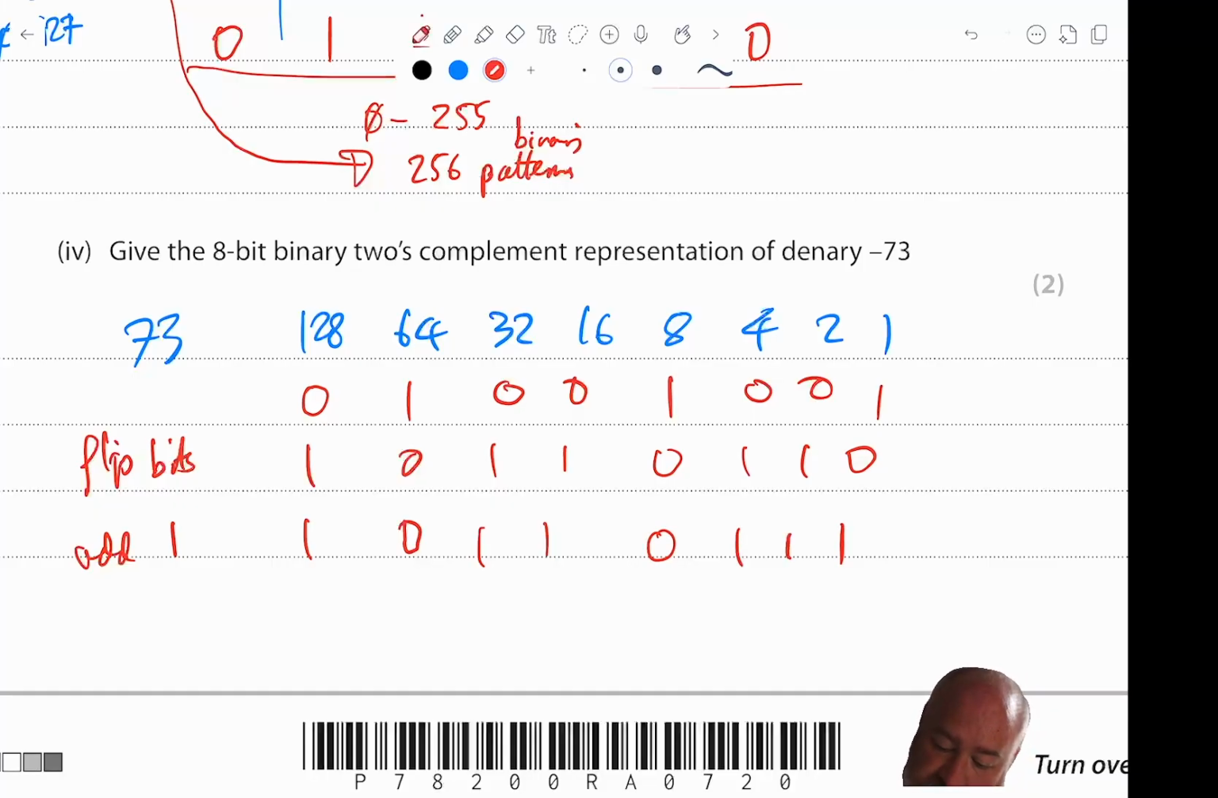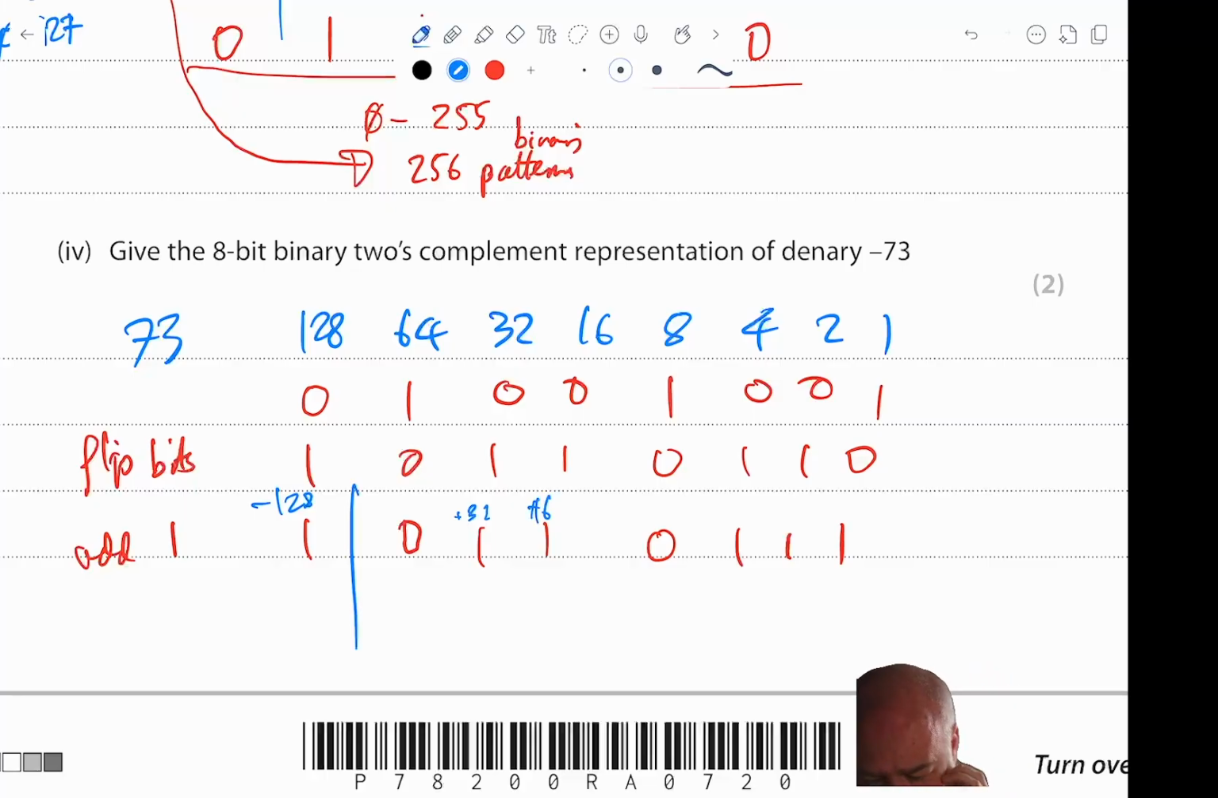Let's prove it. So the MSB is minus 128. All the others are positive. So we start off with minus 128. Then we add 32 to it. We add 16 to it.